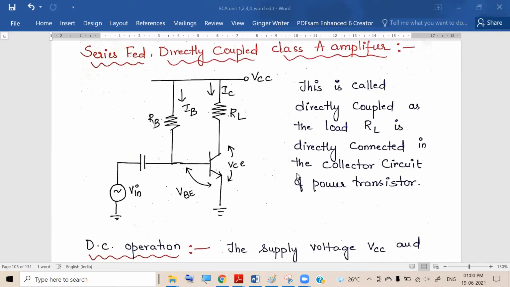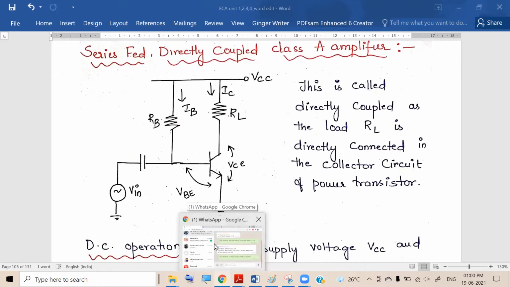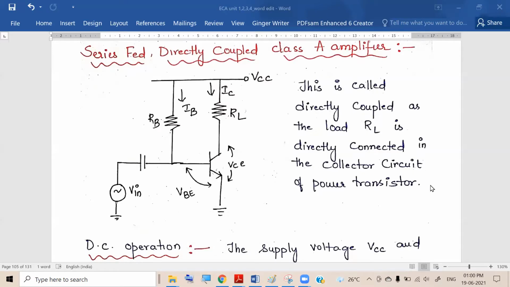Students, very easy question only I am asking. Please answer. What is the difficulty? Amplifier means if you give a small signal, it will generate a very large signal, isn't it? So which is large, input or output?